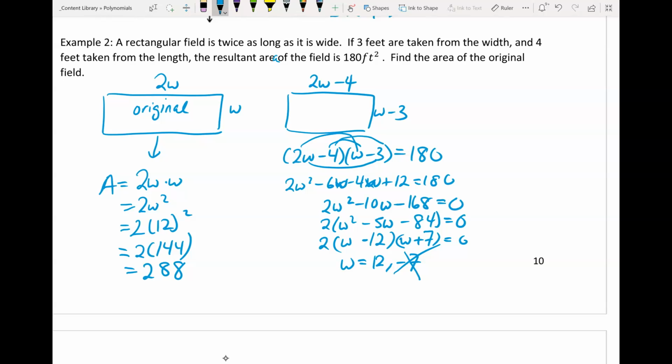On the next page, you're going to have 2 try it yourselves, so please try those questions on your own. They're very similar to example 1 and 2. Use that as your guideline, and then when you're ready, press play.